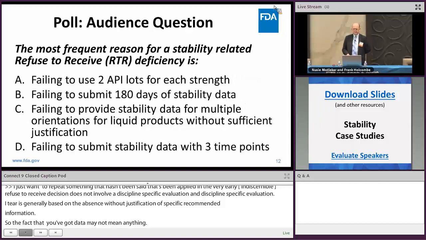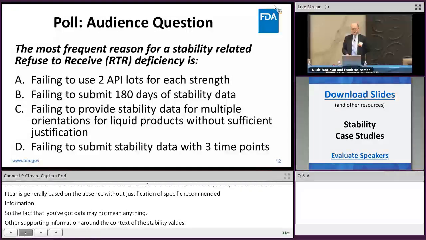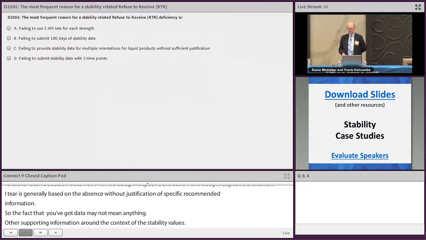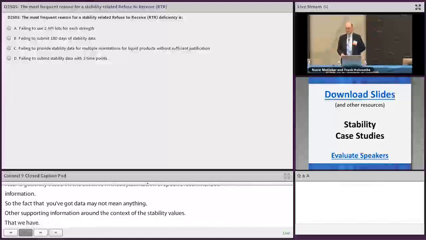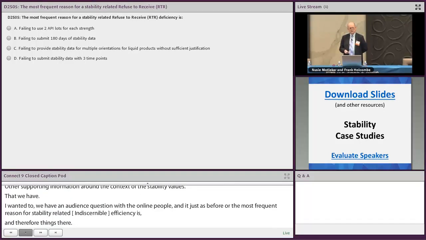We have an audience question for the online people, and it just says the most frequent reason for stability-related refuse to receive deficiency is. And there are 4 things here. And we'd just like the people at home or at work, if you will, to give us answers to these 4, as to what you think.